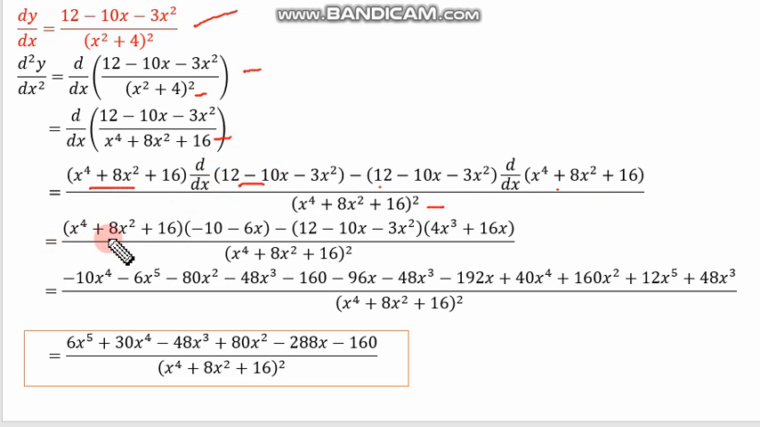So x raised to the 4th plus 8x squared plus 16 times the quantity of 12, that's 0, minus the derivative of 10x, that's negative 10. Derivative of negative 3x squared, that's negative 6x. Minus 12 minus 10x minus 3x squared times the derivative of x raised to the fourth, that's 4x cubed. Derivative of 8x squared, that's 16x. And the derivative of 16 is 0.